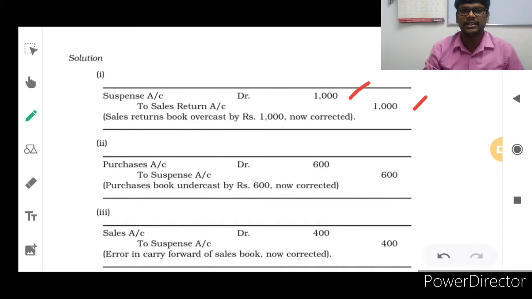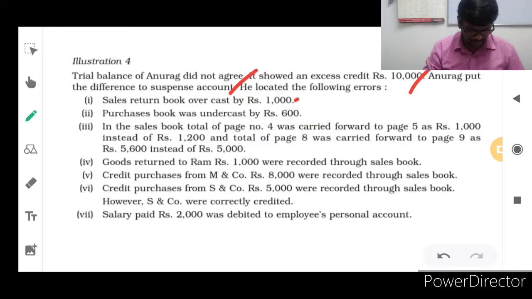If you know journal entries very clearly, this is very easy. If you don't know journal entries, that is very difficult. And purchase book was undercast by 600 rupees. See, purchase book. What's the meaning of purchase book? Purchase book is created only to record credit purchases. If you bought on credit from your creditors, you are responsible to pay. It is undercast, so how much should you pay?